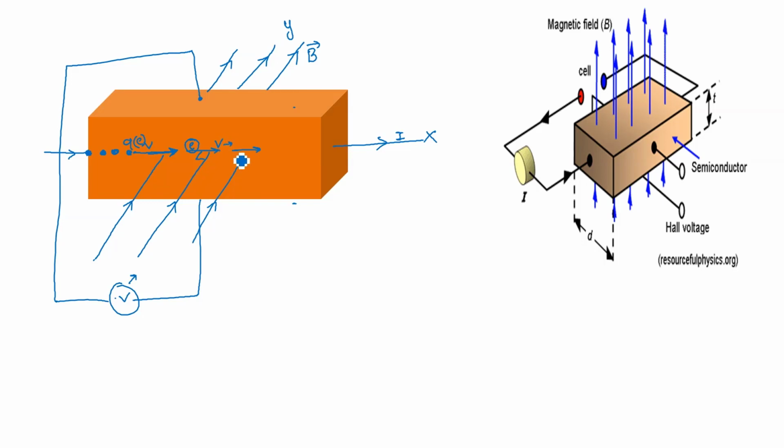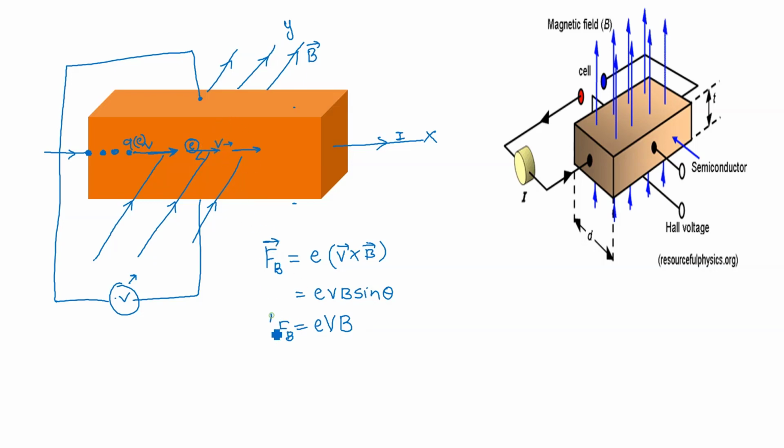Yes, the magnetic force acting on that charged particle is given by e(V cross B), or its magnitude we can write as eVB sin theta. Now as V and B are normal to each other, the magnetic force acting on it would be eVB. So this much magnetic force acts on that charged particle.